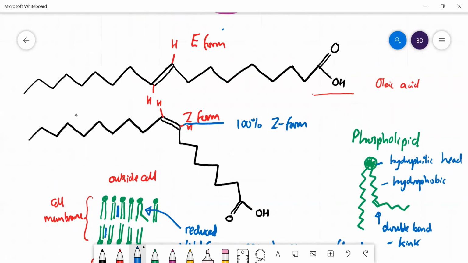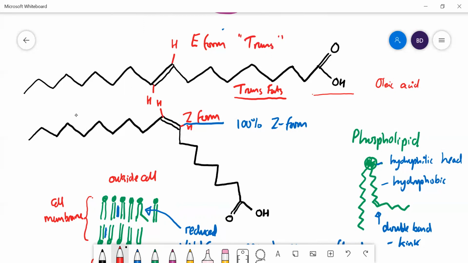And you may have heard of this. Now, this is the E form. The old-fashioned name for this is the trans form. And you may have heard of these so-called trans fats. They don't occur naturally, but you get them when unsaturated vegetable oils are hydrogenated to make them saturated, and you get this contaminant essentially produced, unsaturated fats in the trans form.